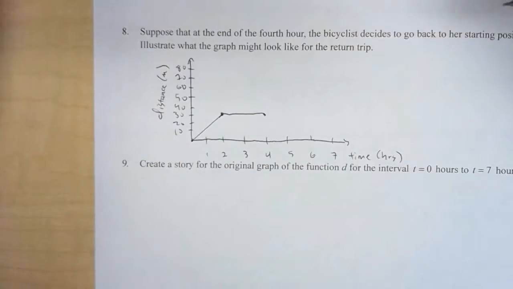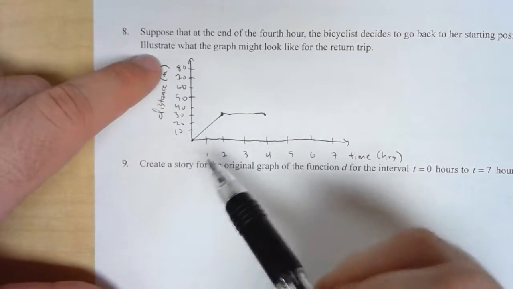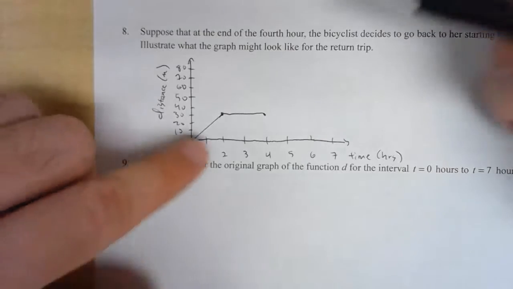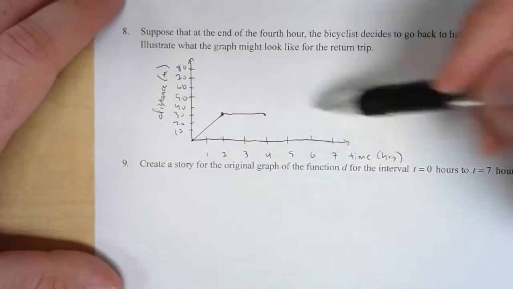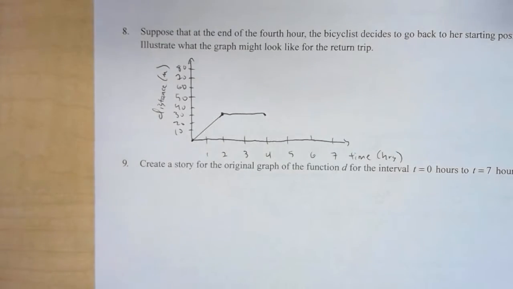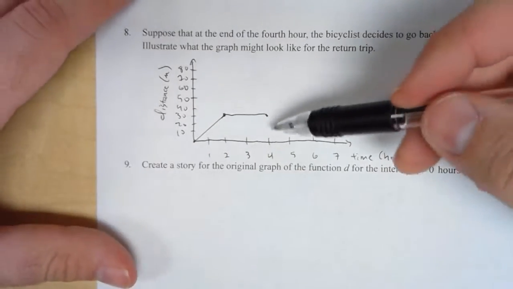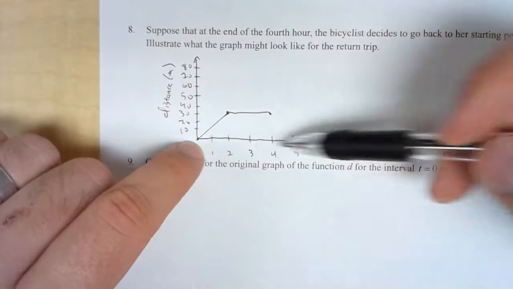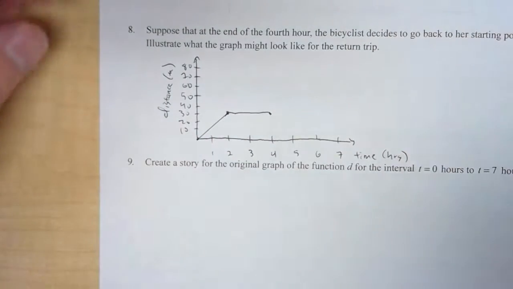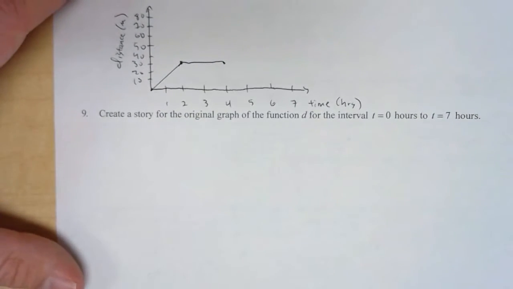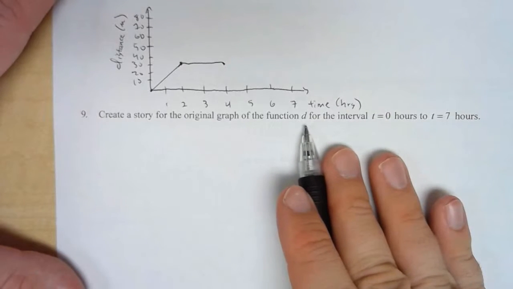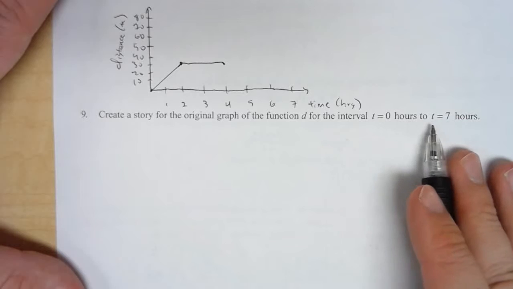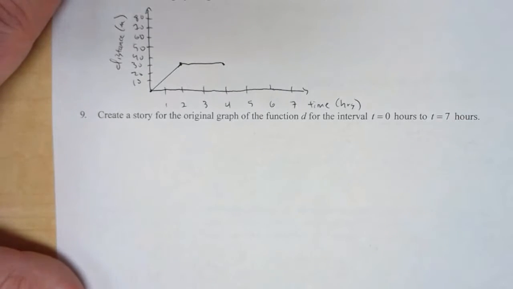The other thing to think about, part two, is the speed involved. Think about the fact that she's done this for a while, so she might be tired. Create a realistic decrease so that she can go back to her starting position, which is at y equals 0, somewhere on the x-axis. And then after you finish that, part 9 says create a story for the original graph of the function d for the interval t equals 0 hours to t equals 7 hours.